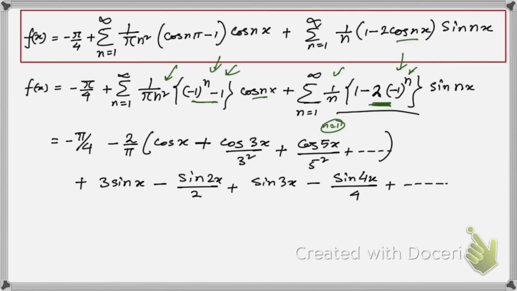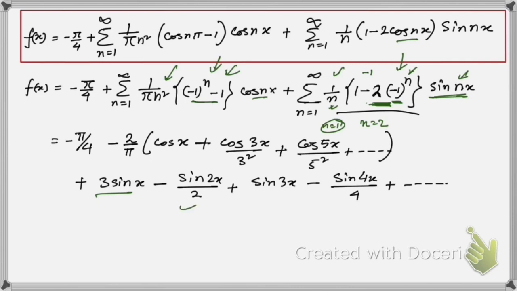Sorry, 3 by 1, as n is equal to 1, means 3, and here sine x, right? 3 sine x. Now when you put n is equal to 2 here, this is going to be plus 1 into minus 2, that's going to be minus 2, and if you subtract, you will get minus 1, and 1 by 2, minus 1 by 2, and here it will be sine 2x, so minus sine 2x by 2, right?